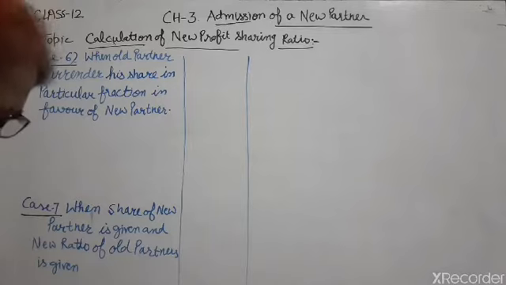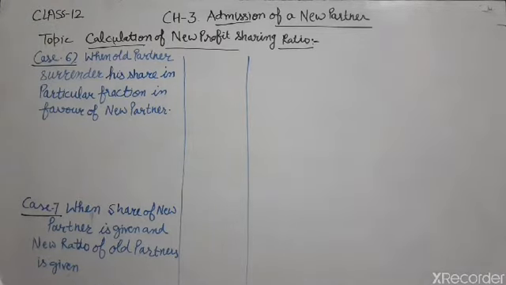The first case was when the old partners' ratio is given and only the new partner's ratio is given. The second method is when the new partner gets or purchases his share from the old partners equally. The third case is when the new partner takes his whole share from any one of the old partners. The fourth case is when the old partners give the new partner his share in a specific ratio. And the fifth case that we studied was when the share is given in a particular fraction.